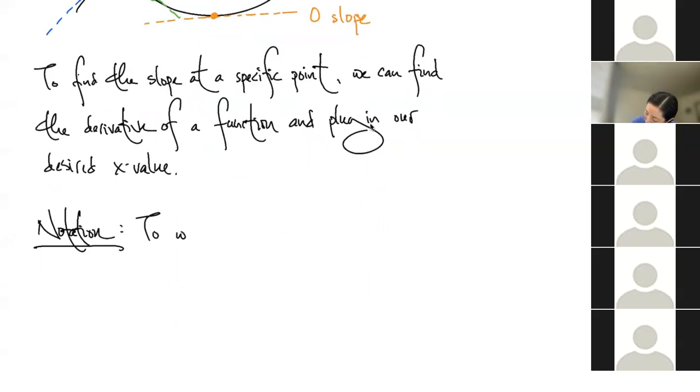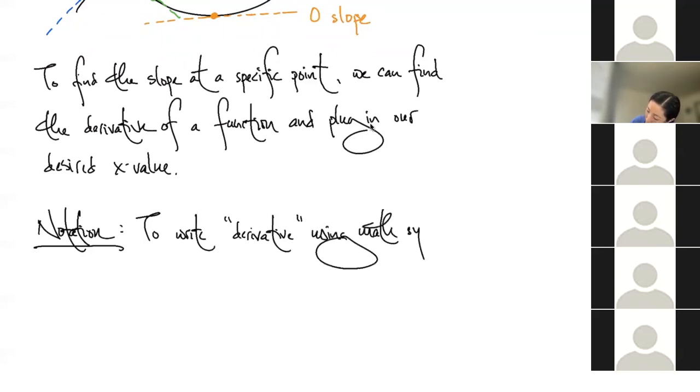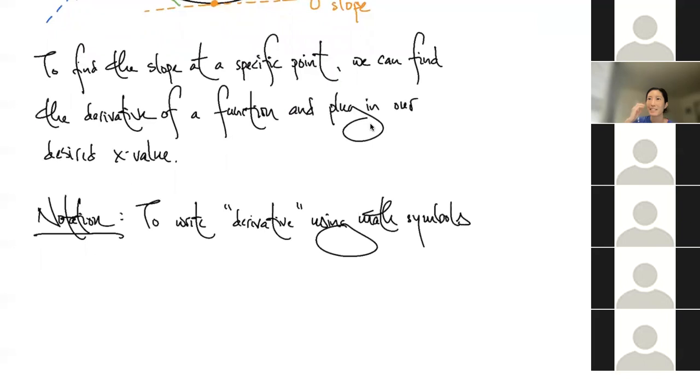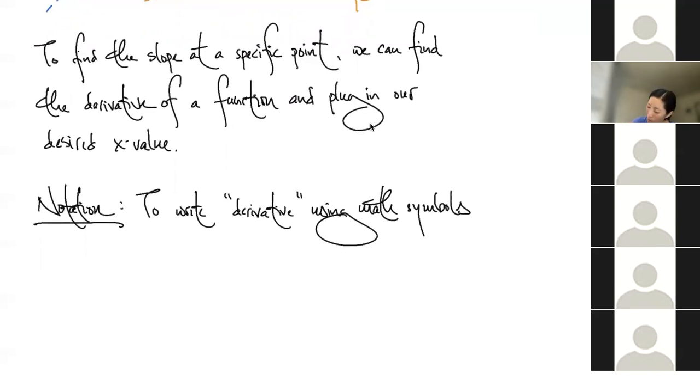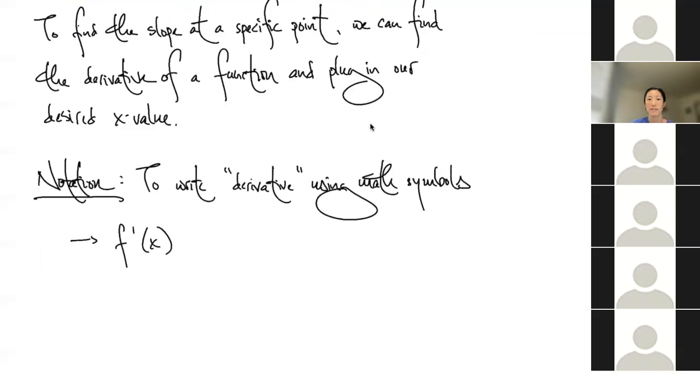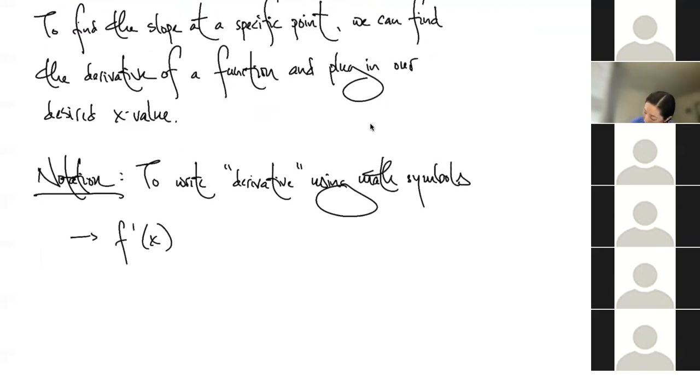So, to write derivative using math symbols. All right, I see one in the chat already. So one way that we can say this is f prime of x. Okay, so one way we can say this is f prime of x, and let's just write that out. We say this f prime of x.